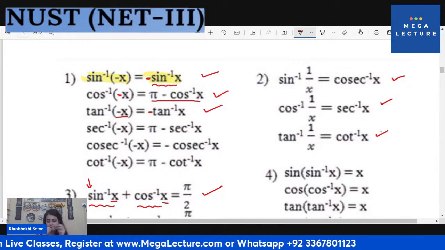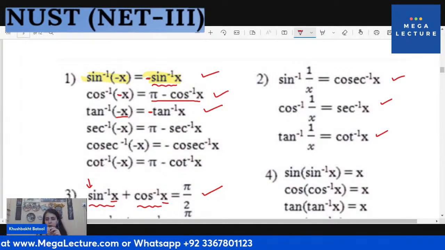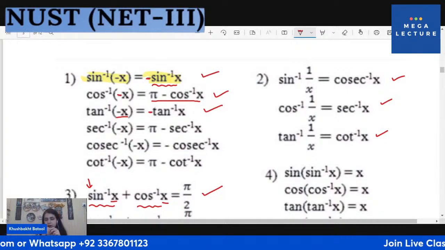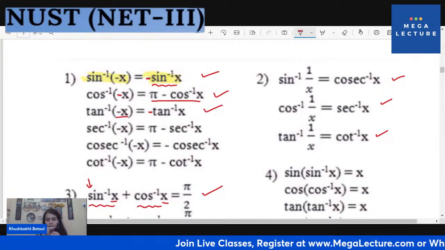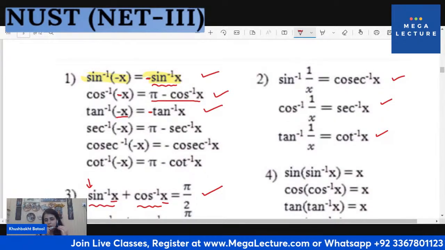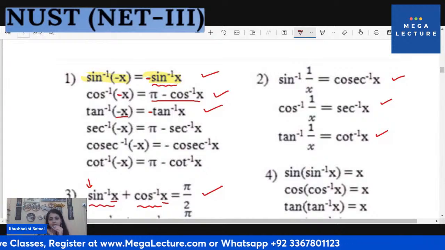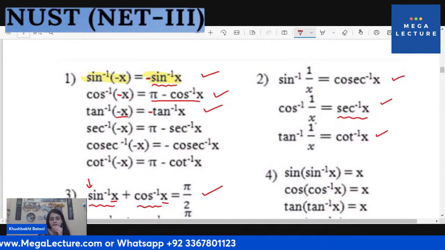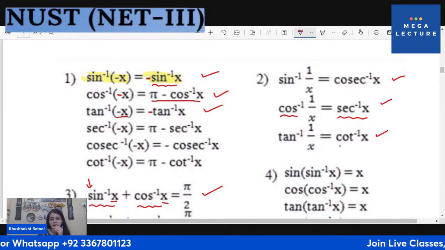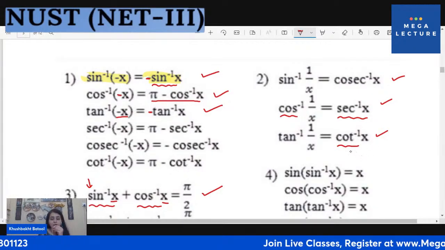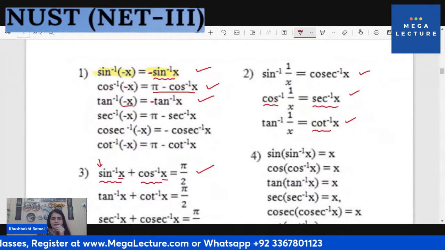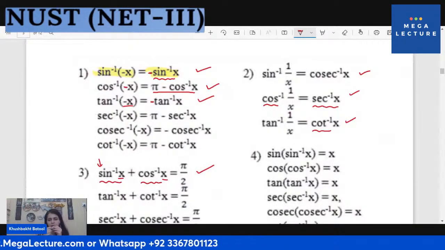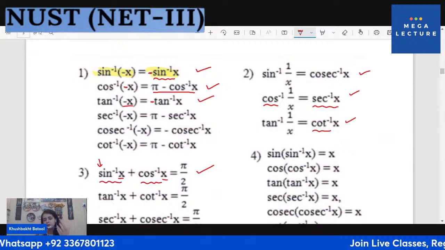The problem is that students know cosecant is 1 by sine. So at times they say that cosecant inverse is 1 by sine inverse, which is absolutely wrong. Okay, cosecant inverse is equal to sine inverse of 1 by x. Secant inverse is equal to cos inverse of 1 by x. Cot is equal to 1 by tan, so cot inverse would be equal to tan inverse of 1 by x. Okay. These are very important. You'll see I'll be referring to these identities again and again, and then you would be able to see why I am emphasizing on these again and again.